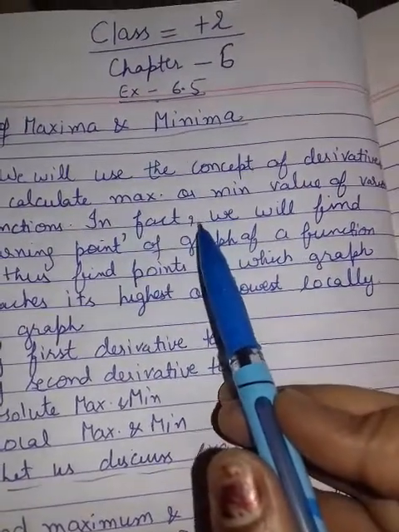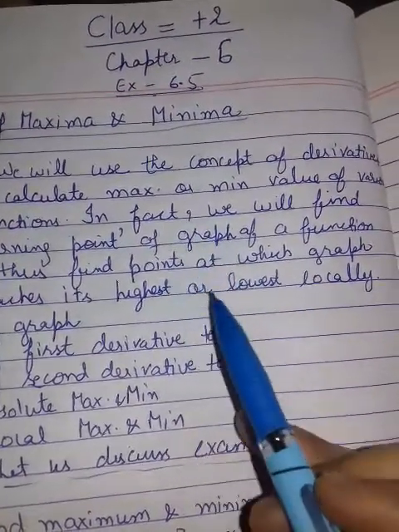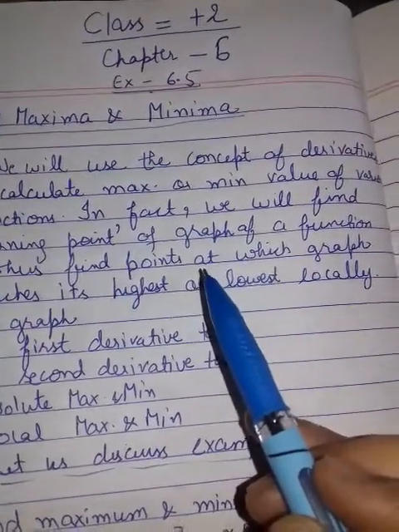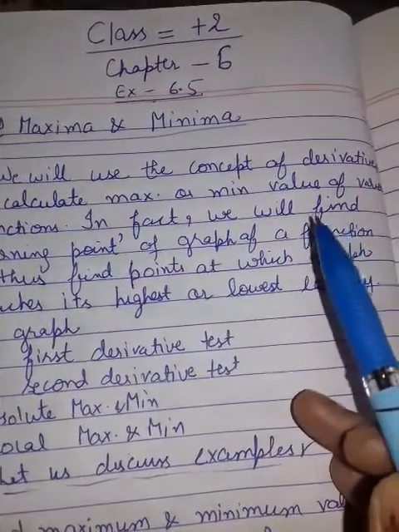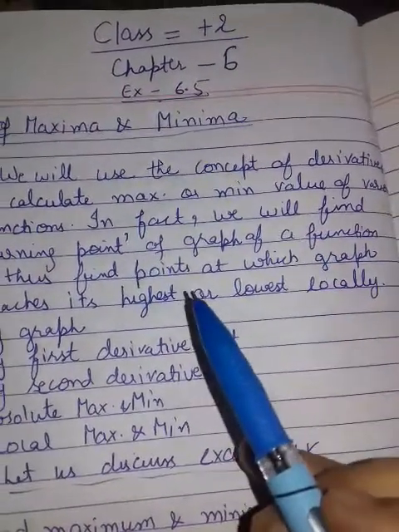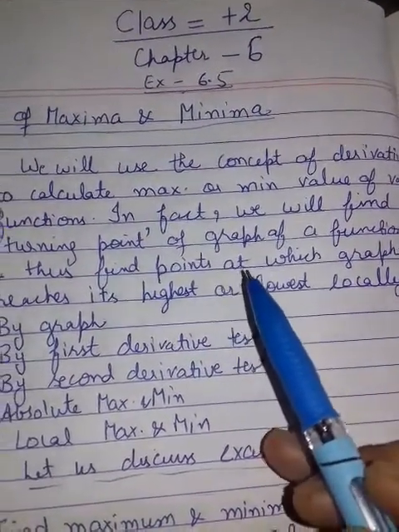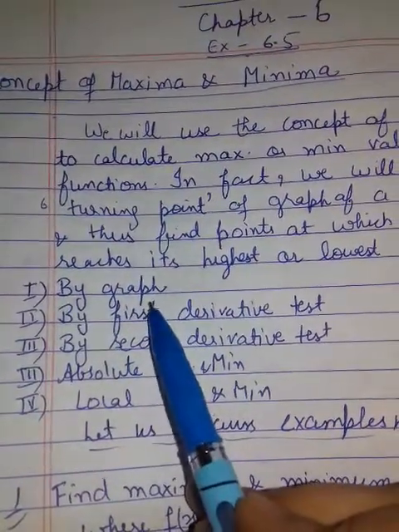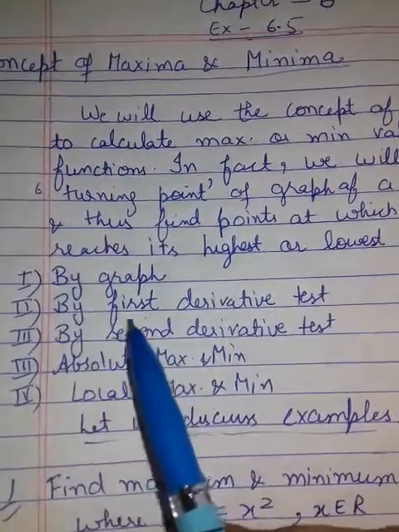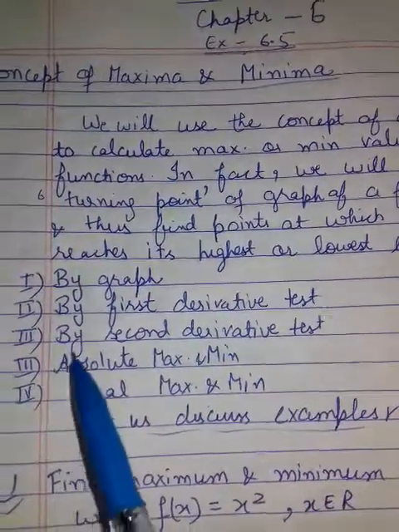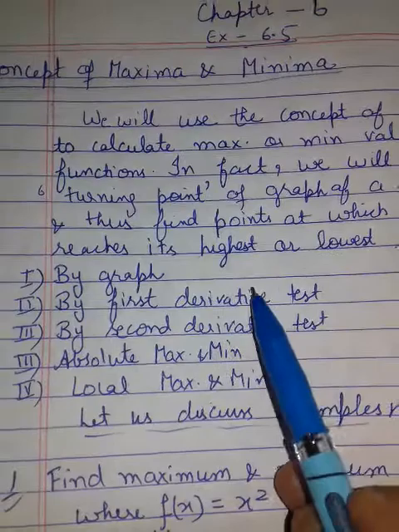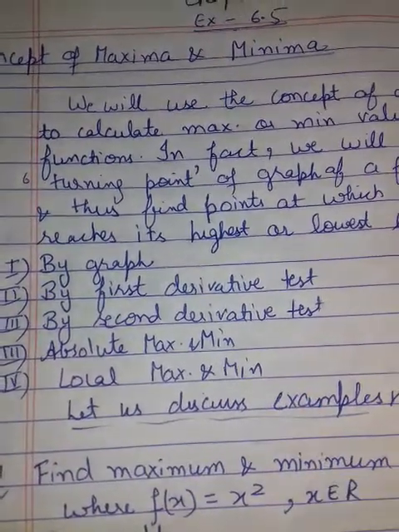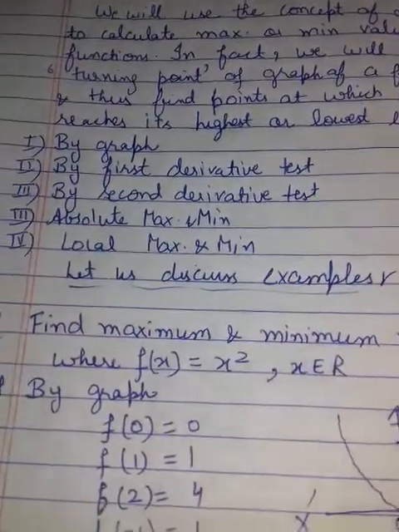In the graph we will see what a turning point is, where the graph stops and up to which it is going on from the lower side and the upper side also. The concepts we will discuss: finding maximum or minimum value by graph, by first derivative test, by second derivative test, and absolute maxima and minima, local maxima and minima. Let us discuss some examples.